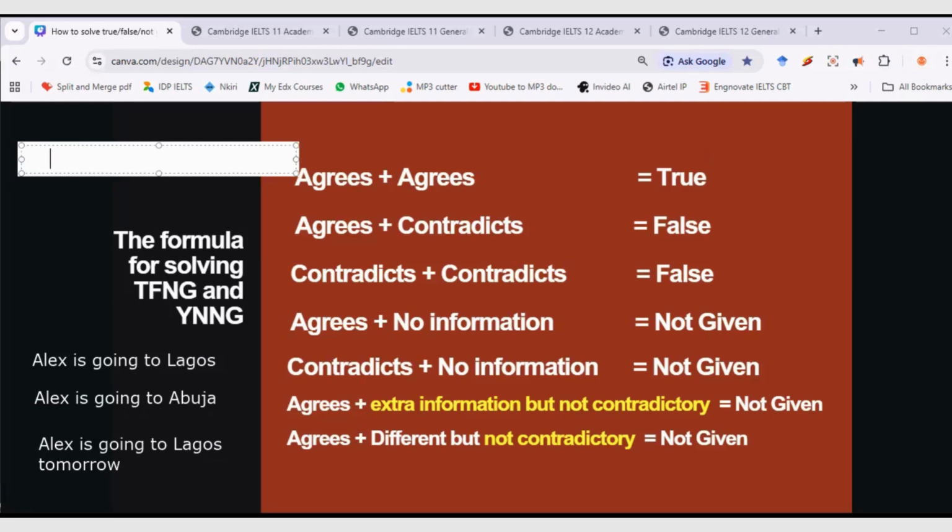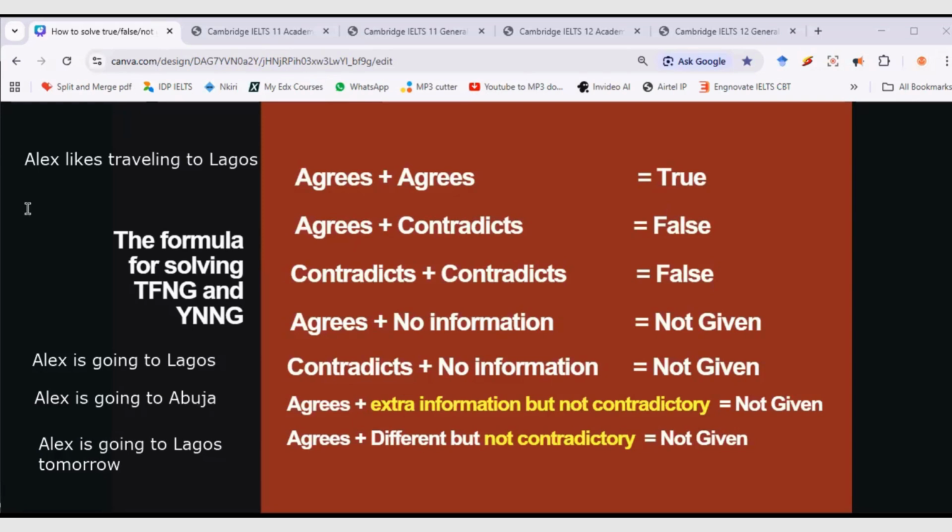Alex likes traveling to Lagos. This is a completely different information. It's different from Alex is going to Lagos. It doesn't support, neither does it contradict. It's just different. It's something completely different.